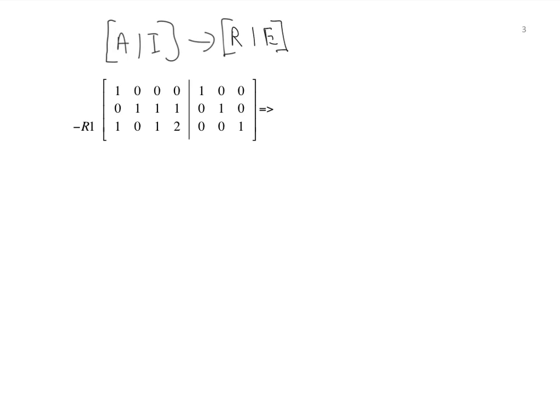Now, this one's not square, so we're definitely not going to find A inverse, and R is definitely not going to be an identity matrix. Okay, so this works fine for non-square matrices. It's just that we'll get reduced row echelon and an elimination matrix.